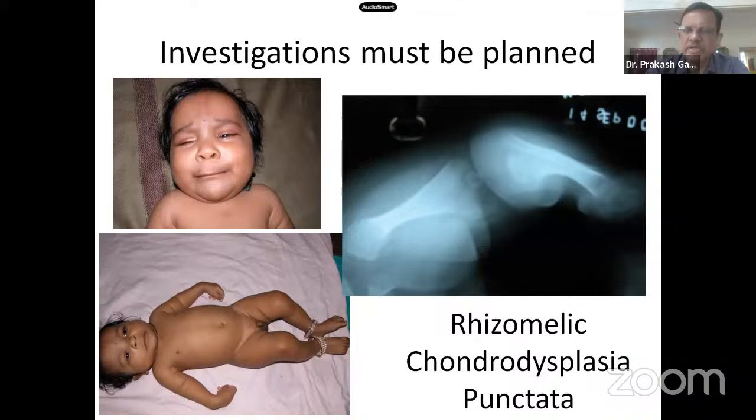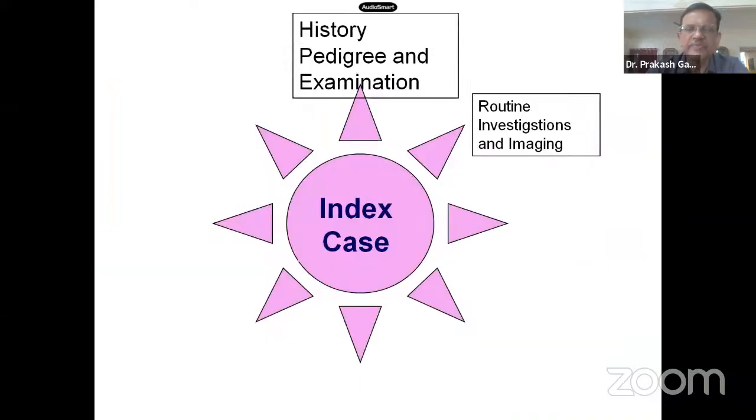So the actual investigation needed for this particular child was that regarding the peroxisomal disorders. So history and pedigree examination will never be replaced by any other technique. So that is my message to you. And routine investigation will also be informative.